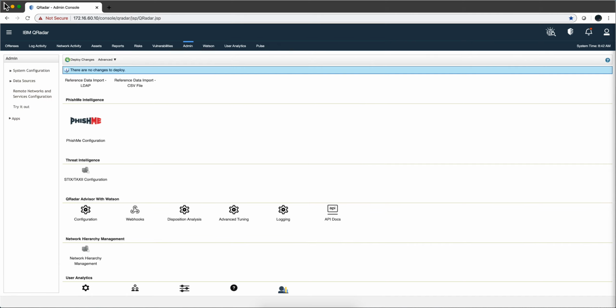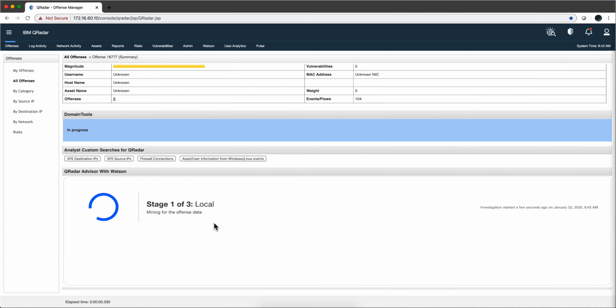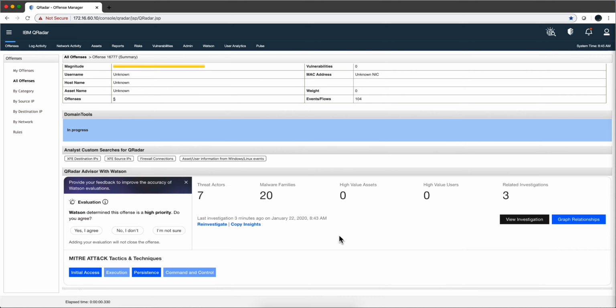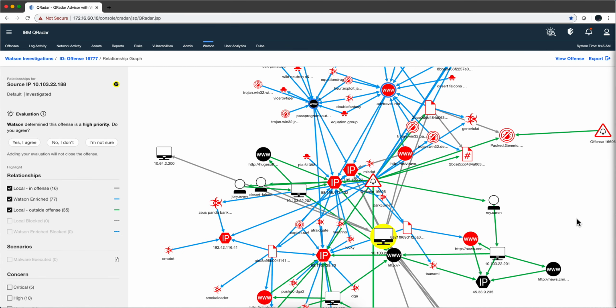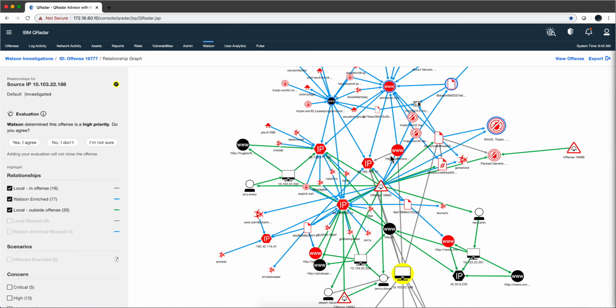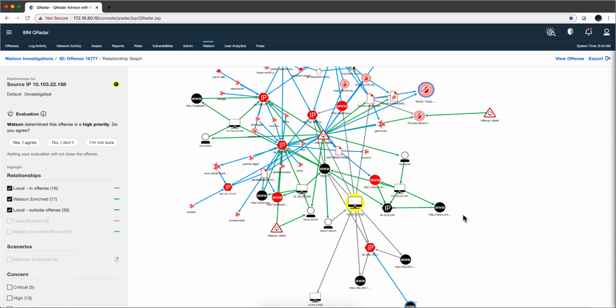And what I'm going to do now is go back to that offense, and I'm going to ask Advisor to reinvestigate. I'm going to pause the video. This takes 2 or 3 minutes. Okay, let's look at the graph with those parameters that we changed and see what I expect to see. Oh yeah, actually it's even more than what I was expecting.